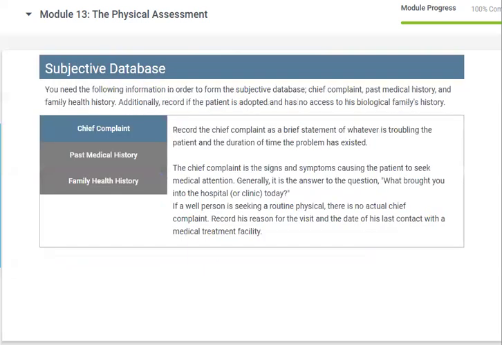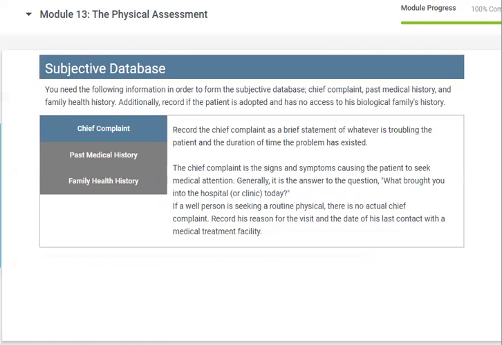Subjective database. You need the following information in order to form the subjective database: chief complaint, past medical history, and family health history. Additionally, record if the patient is adopted and has no access to his biological family's history.